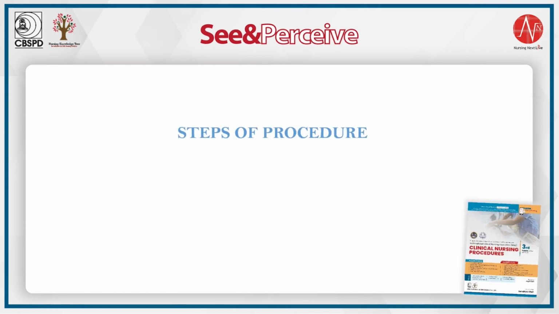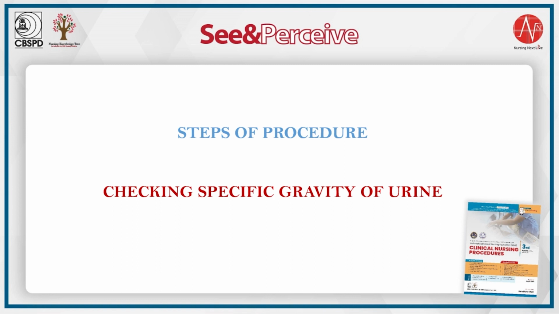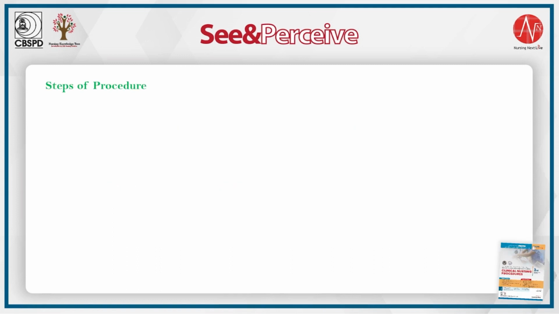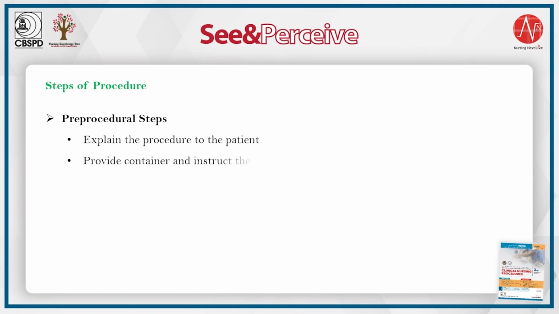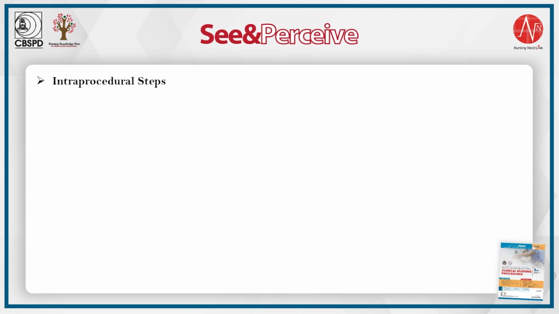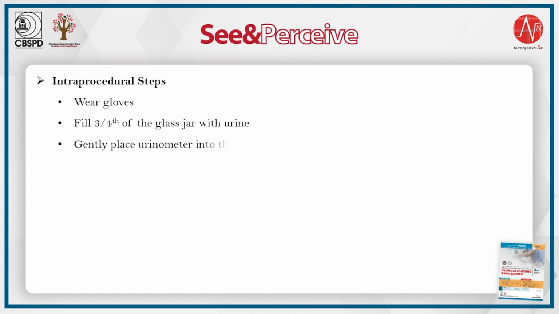Coming to the steps of procedure: checking specific gravity of urine. Pre-procedural steps. Explain the procedure to the patient. Provide container and instruct the patient to collect urine. Intra-procedural steps. Wear gloves. Fill 3/4 of the jar with urine.